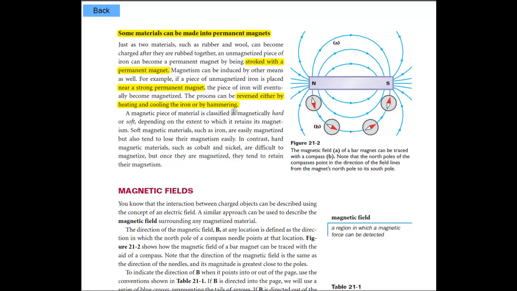But how easy it is to make something magnetic or remove the magnetic properties depends upon whether you're a hard or soft magnet. Know the difference between the two. When you have a soft magnetic material, they're very easily magnetized, but they're also easily demagnetized. Hard magnetic materials are difficult to magnetize. They take effort and time and money. But once they're magnetized, they tend to hold on to it extremely well.